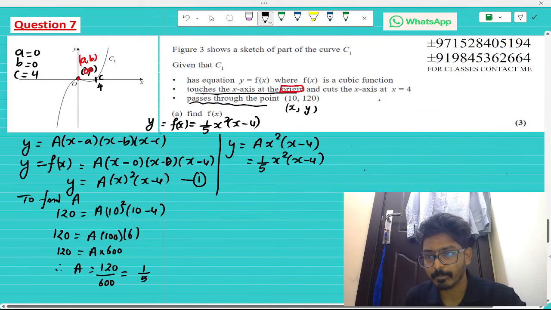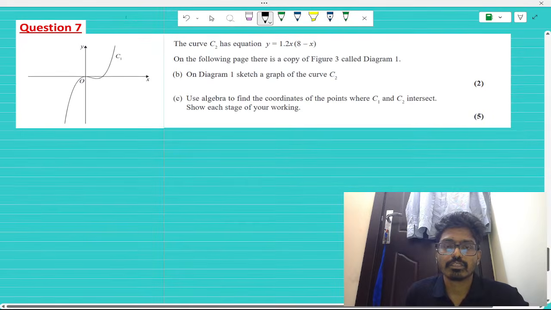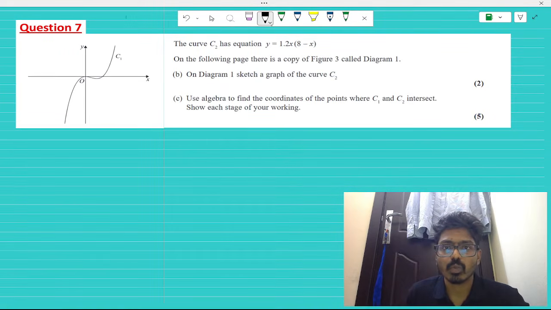Let's do part B. Here the curve C2 has an equation y equals 1.2x (8 minus x). On the following page there is a copy.